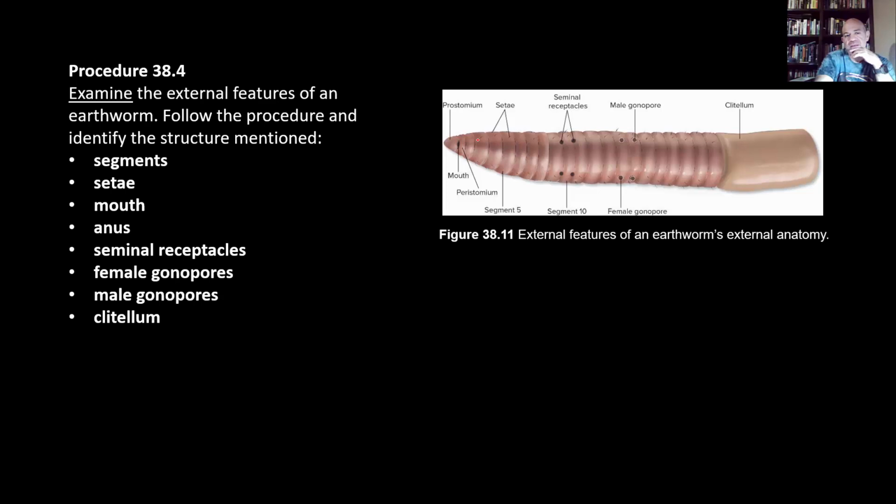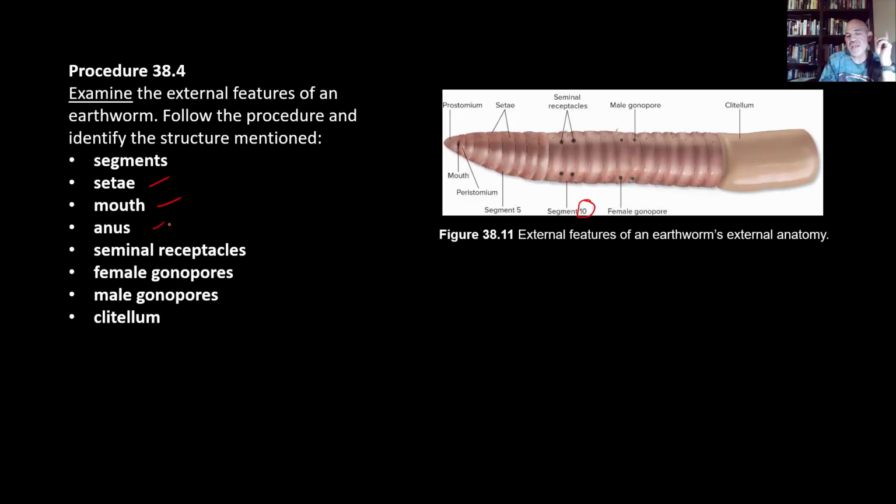So looking further at some of the external anatomy, I already mentioned some of this. You can notice that you have the segments there, and so there are some key segments, like segment number 10 will get you to where the seminal receptacles are. And under the dissecting scope, you can see those pores there. The setae are going to be those bristle-like structures you feel on the ventral side. You notice we already pointed out the mouth there.